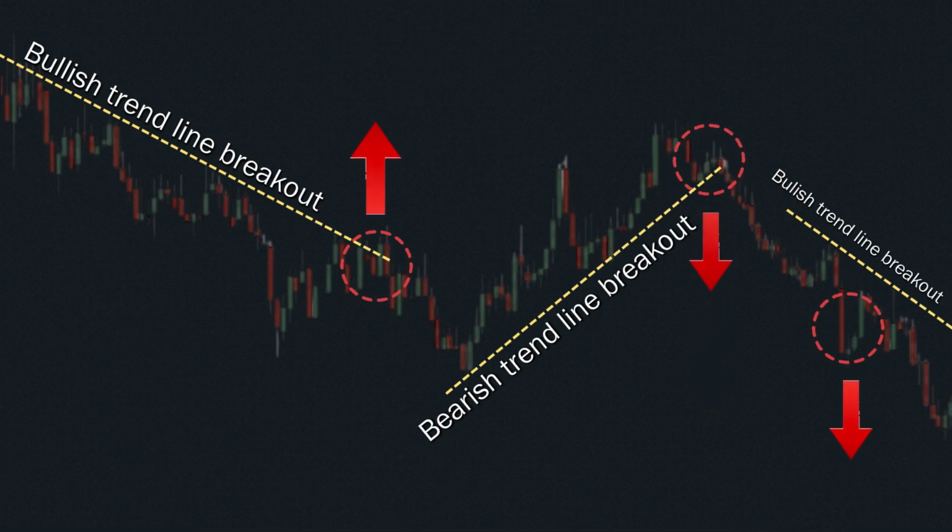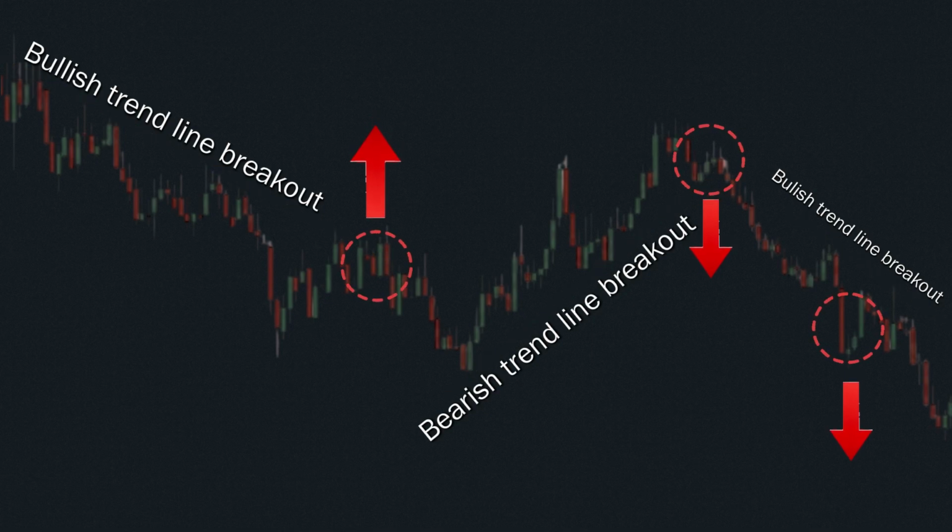And on the flip side, we have a breakdown. So picture this. The price is in a nice uptrend, bouncing happily along that support floor we drew. Bounce, bounce, and then, whoosh, it falls right through the floor. That's a breakdown. It's a major warning sign that the support has failed, the buyers have disappeared, and the whole trend could be about to reverse and head down.